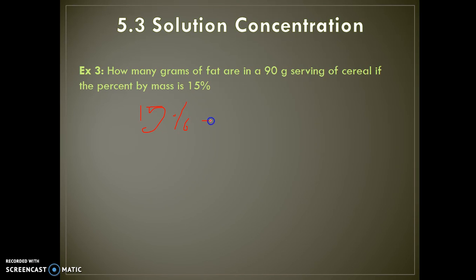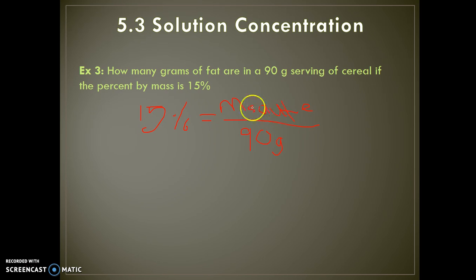weight per weight. So that would equal the mass of the solute over the mass of the solution. But from this example, how many grams of fat are in a 90-gram serving of cereal? So I'm looking for the mass of the solute. Ooh, this is really bad. I know the mass of the solution, which is the total serving. It's that 90 grams.